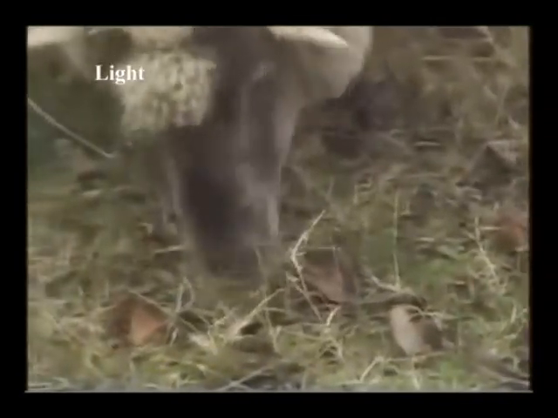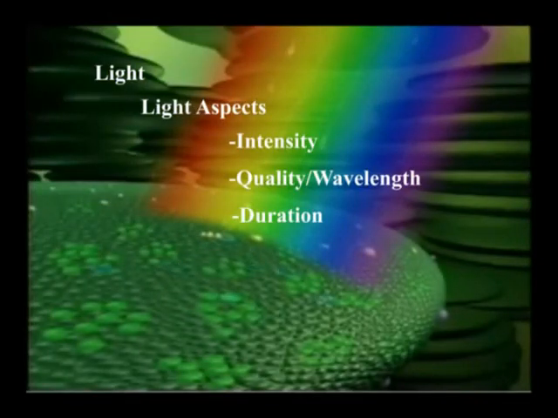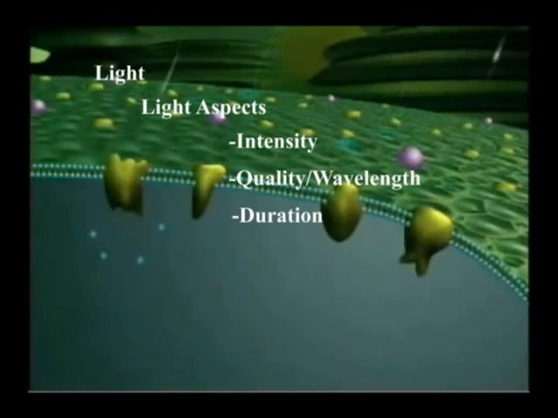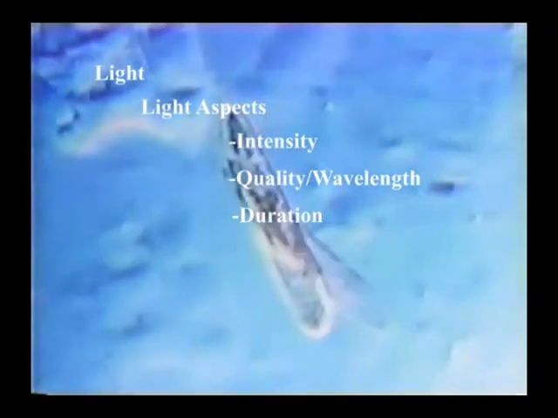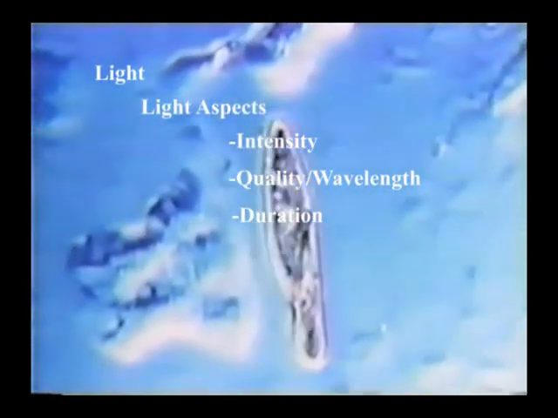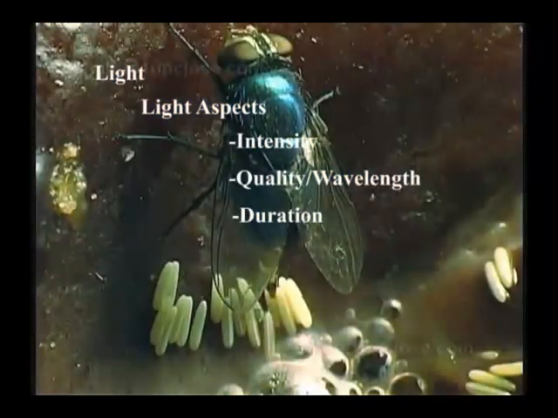Light affects living organisms in terms of intensity, quality, that is wavelength and color, and duration. Light intensity and quality affects the rate of photosynthesis, flowering and germination of plants, while in animals it affects migration, hibernation and reproduction.